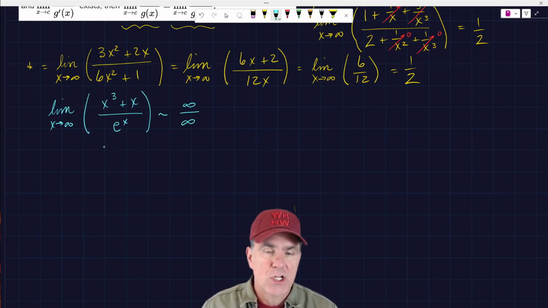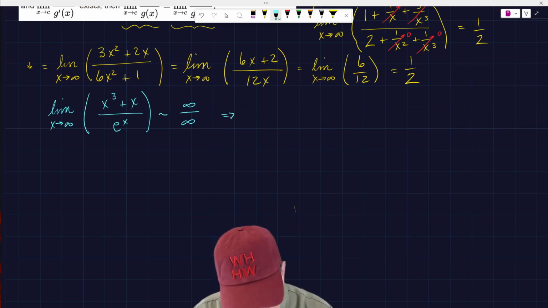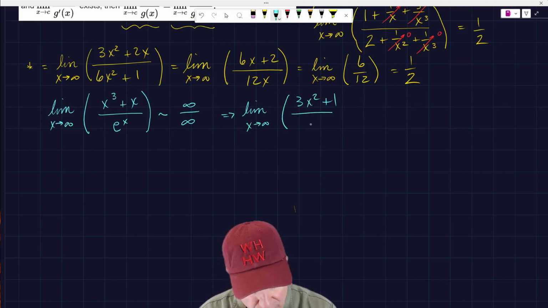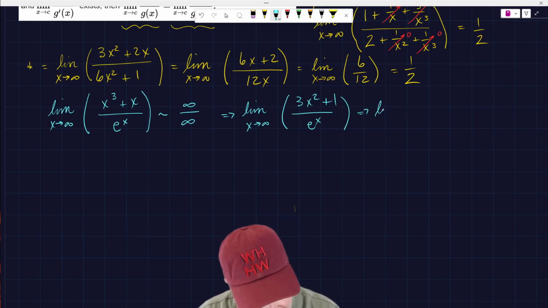In this situation, I can't use any clever algebra to simplify. I can't mix the polynomials of x with the exponential e to the x. I'm not going to get any headway if I try to do that. So I'm going to apply L'Hopital's rule. Applying L'Hopital's rule tells me that this limit is the same thing as taking the derivative of the numerator, 3x squared plus 1, all over the derivative of e to the x, which is e to the x. Again, I have infinity over infinity, so I'm going to take the derivative again. And this is the limit as x goes to infinity.